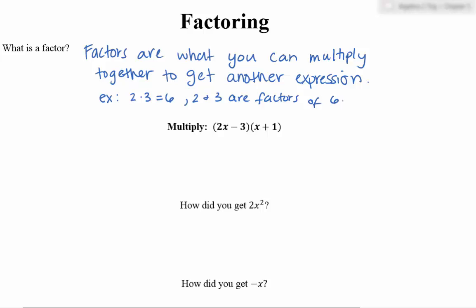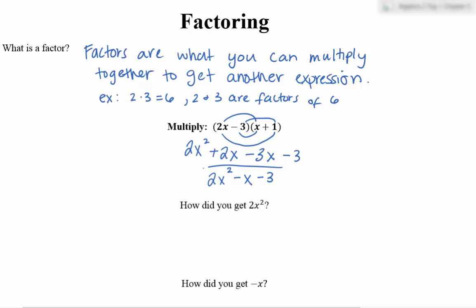So when we ask you to multiply something like 2x minus 3 times x plus 1, you've seen this before, and you can multiply these two binomials. Binomial because there are two terms. So let's go ahead and multiply that. 2x times x is 2x squared. Then I've got 2x times 1 is 2x. Negative 3 times x is negative 3x. And negative 3 times 1 is negative 3. So when I combine like terms, I have 2x squared minus x minus 3 when I multiply those together.